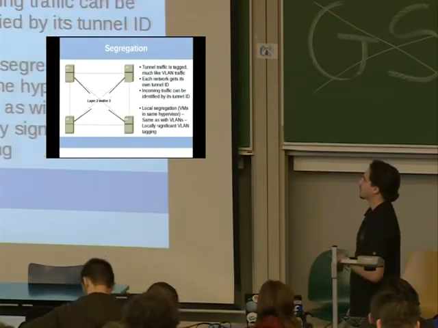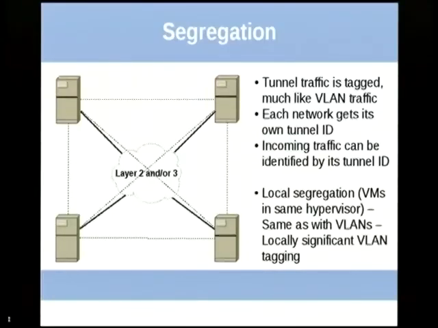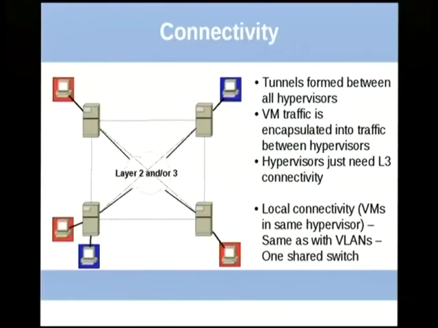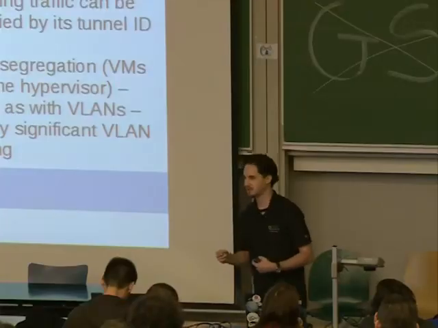So what if we want to achieve segregation? Like in this previous example, you can see that I still have two networks, the red network and the blue network. So, about segregation, or splitting up networking: two VMs on the same hypervisor are still using VLANs, which is kind of confusing.